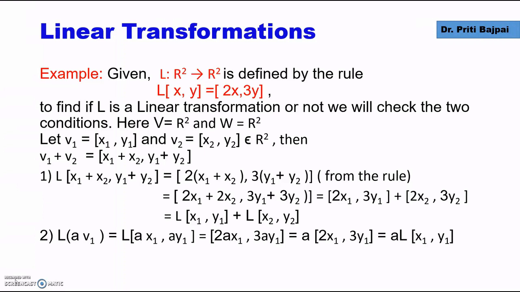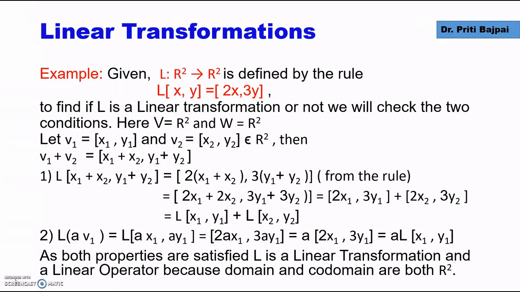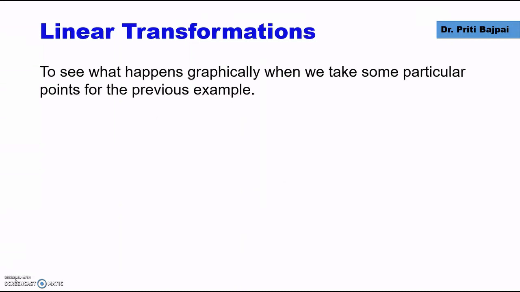To check the second property, we apply the linear transformation L on aV1. If we take a as a scalar and V1 to be (x1, y1), aV1 will be (ax1, ay1). When we apply the rule L, it changes to (2ax1, 3ay1). If we pull out the a, we get a times L of (x1, y1). So both properties are satisfied and hence L is a linear transformation, and because the mapping is from R2 to R2, we call it a linear operator.